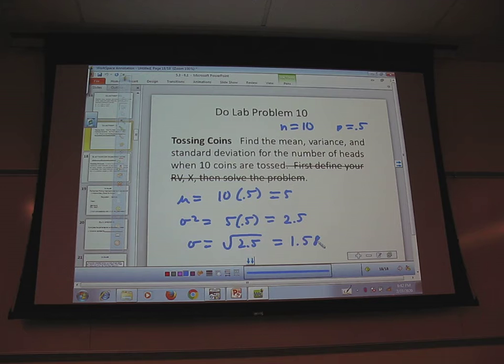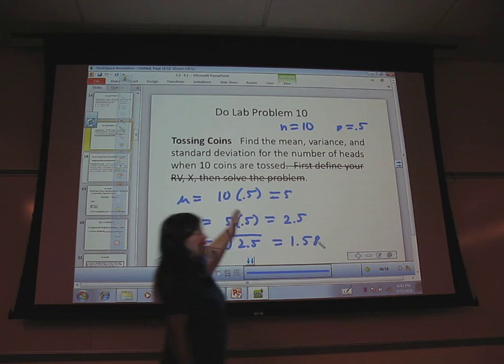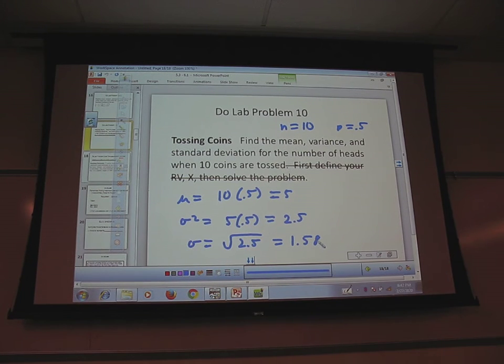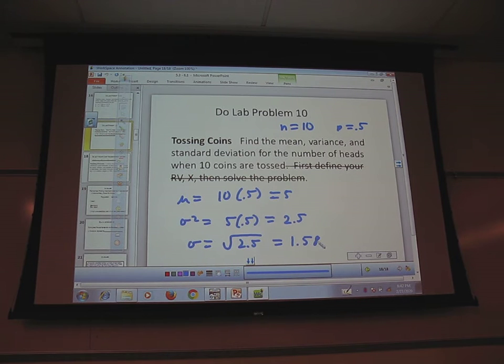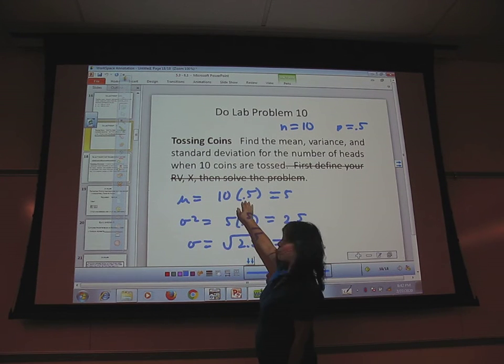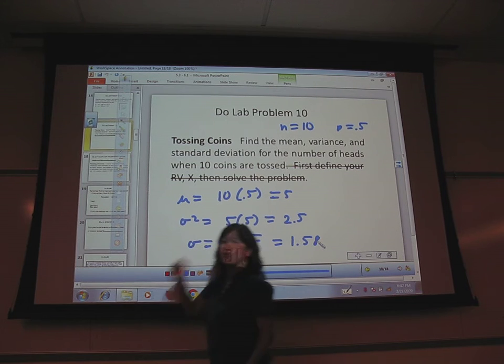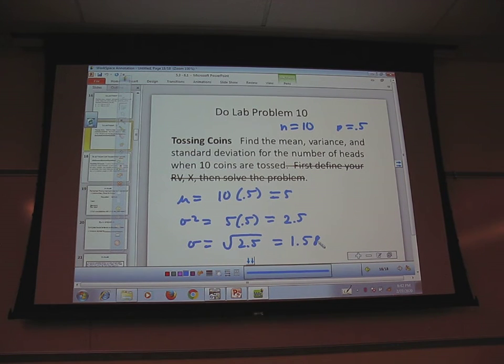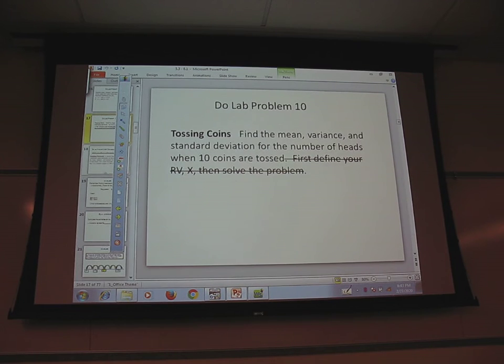And this one totally makes sense, right? You can kind of think about it that way. If I flip a coin 10 times, how many heads do I expect? 5. Because half of them, right? I flip it 10 times, half of them should be heads. Multiply those, you get 5. So that's the great thing about the np, it's so obvious.